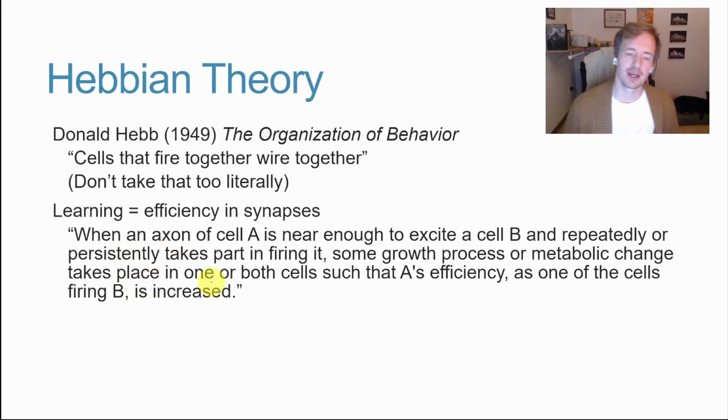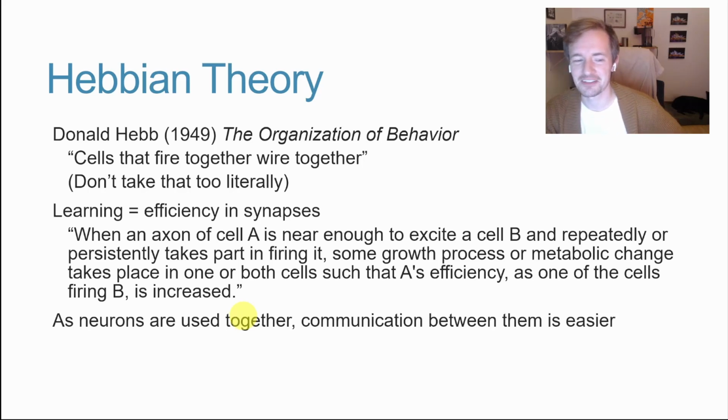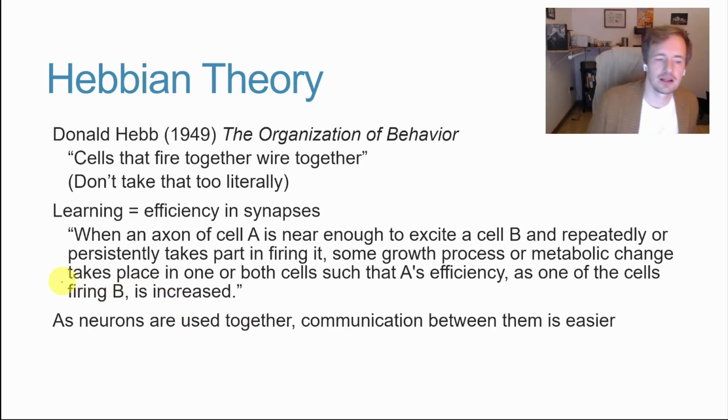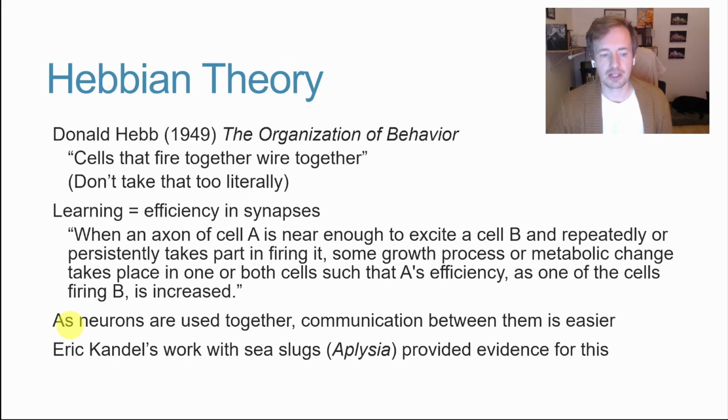So here is a great quote from Donald Hebb. When an axon of cell A is near enough to excite a cell B and repeatedly or persistently takes part in firing it, some growth process or metabolic change takes place in one or both cells, such that A's efficiency as one of the cells firing B is increased. Which just says what I was just mentioning, but is also kind of boring, kind of hard, maybe kind of complex to understand, and maybe that's why he's not as well known as Watson and Skinner in our field. So to put this in foolproof language, basically what he's saying is that as neurons are used together, the communication between those neurons is easier.